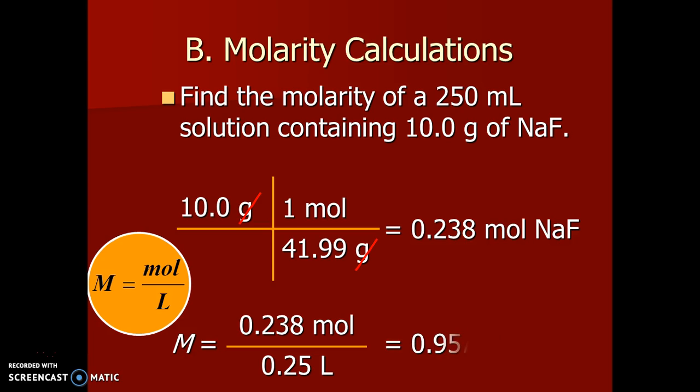So we have moles per liter, and we would see that this is equivalent to a 0.95 molar solution of sodium fluoride. So again, we converted grams into moles and milliliters into liters, all of which we know how to do, and then take the number of moles and divide it by the number of liters given. And that gives us our molarity. Again, the higher the number of the molarity, the more concentrated the solution is.